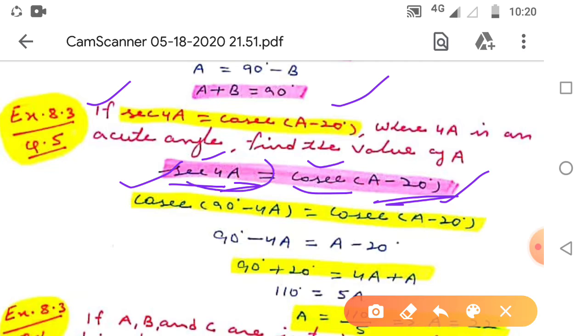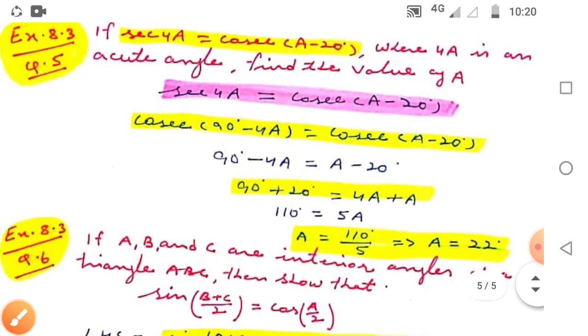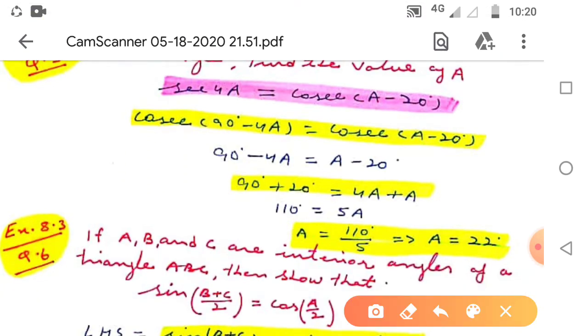So instead of writing sec 4a, we write cosec(90 minus 4a), since sec theta is equal to cosec(90 minus theta). So on the left hand side we have cosec(90 minus 4a), on the right hand side we have cosec(a minus 20). So 90 minus 4a is equal to a minus 20, and finally we get 90 plus 20 is equal to 4a plus a, that is a is equal to 22. So the value of a comes 22, right?